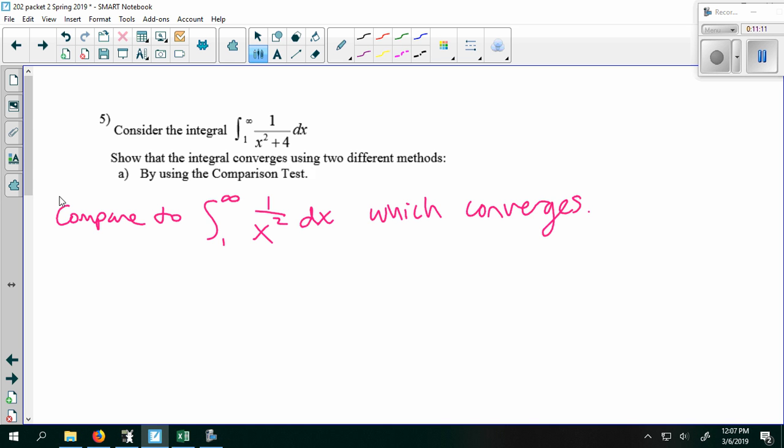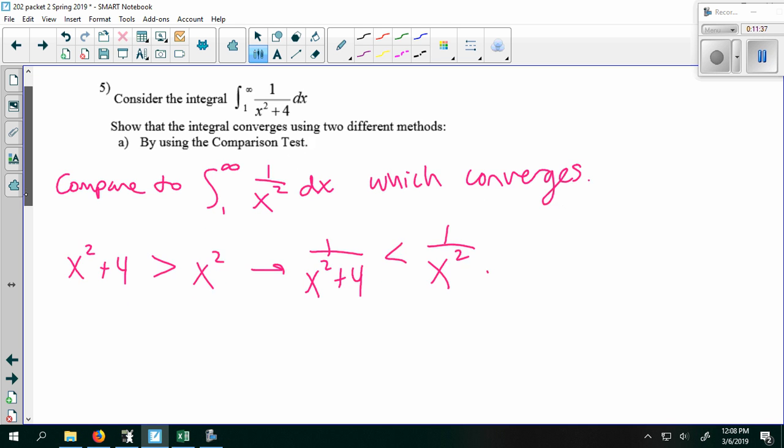So let's compare the denominators. x squared plus 4 compared to x squared. Well, x squared plus 4 should be bigger, which means the reciprocals, 1 over x squared plus 4, should be smaller than 1 over x squared. Larger denominator, smaller fraction. So my integral is smaller than a convergent integral, which means it converges.